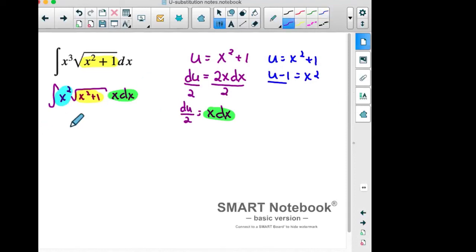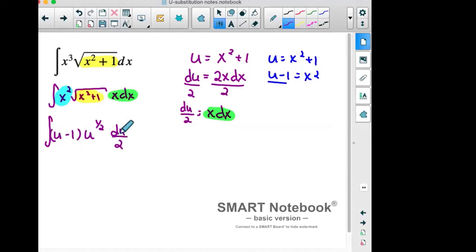So I can go to my integral here, replace the x squared with what it's equal to, u minus 1. Replace this x squared plus 1 with what it's equal to, which is u. So I get u to the 1/2. And then replace the green part, x dx, with what it's equal to, which is du over 2. So it's just doing all this substitution. That's the reason why this is called the substitution method. You do a lot of substitution with it.